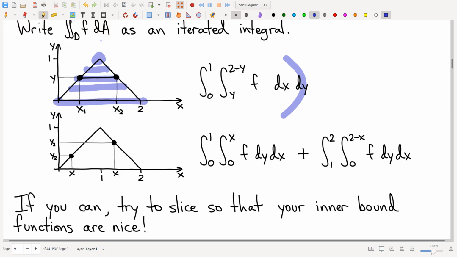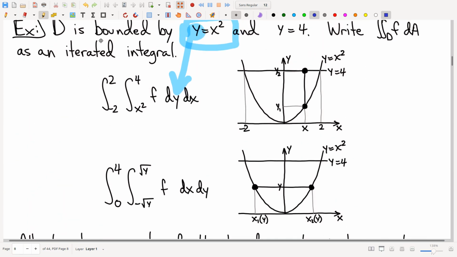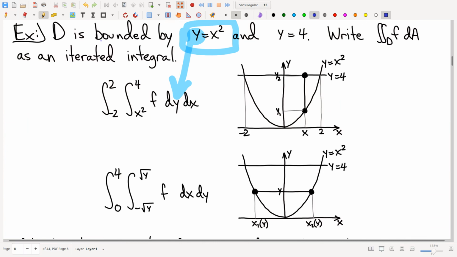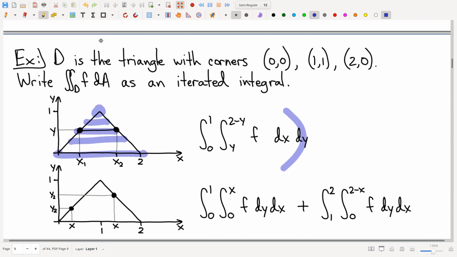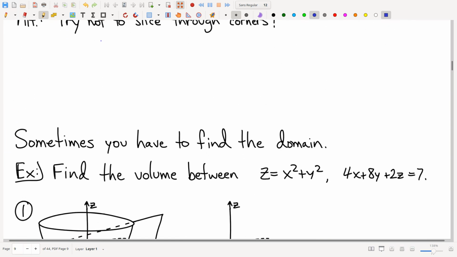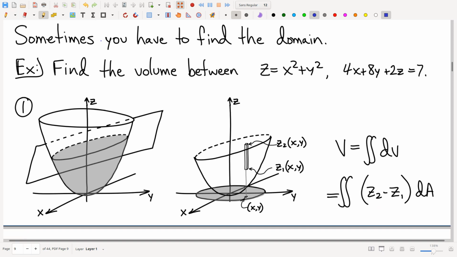Okay. So, big lesson: try not to slice through corners. Try to think carefully about what you're going to have to solve for, and very, very often this will guide you correctly on how to slice the best way.